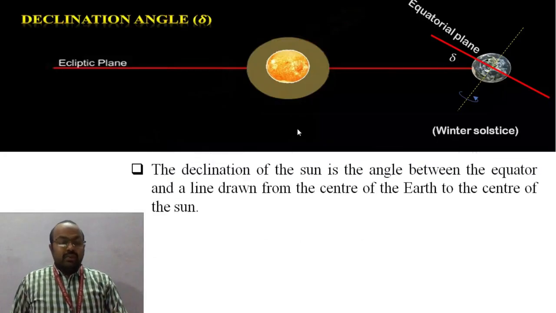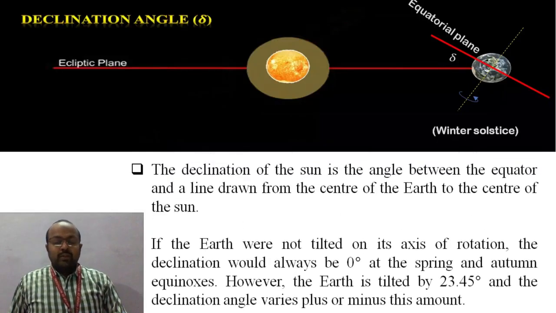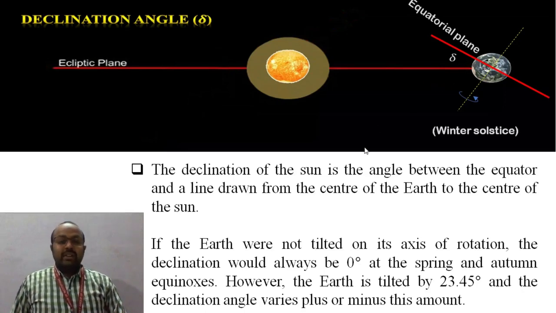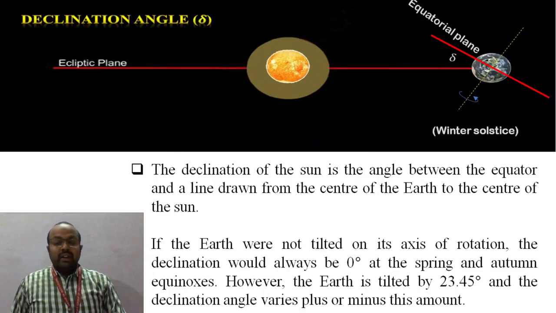Now come the different solar geometry angles. Firstly, the declination angle. So this is the declination angle. The declination of the sun is the angle between the equatorial plane and a line drawn from the center of the Earth to the center of the sun. So this is the equatorial plane, and the angle made by this is del. The declination angle is represented by del, and if the Earth were not tilted on its axis of rotation, the declination angle would be considered 0.